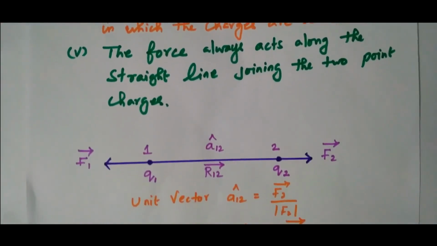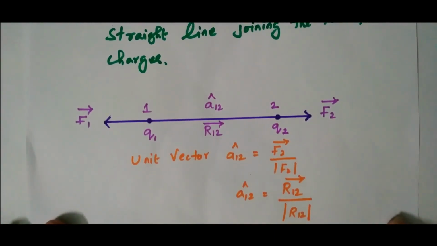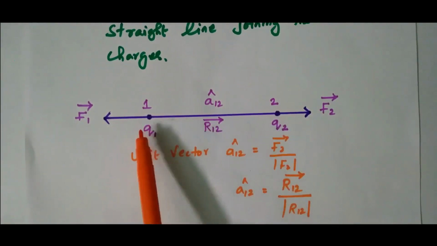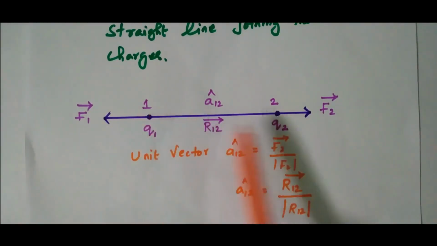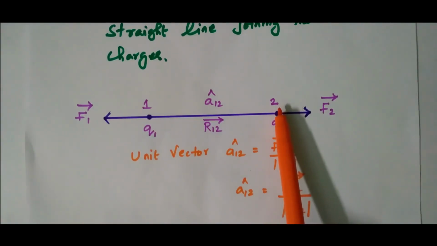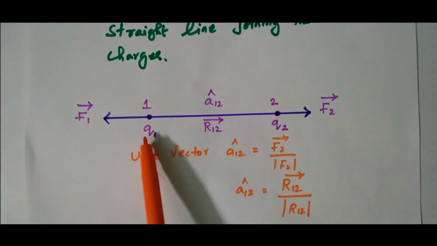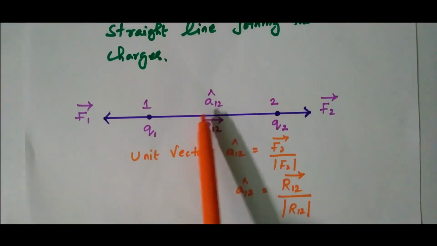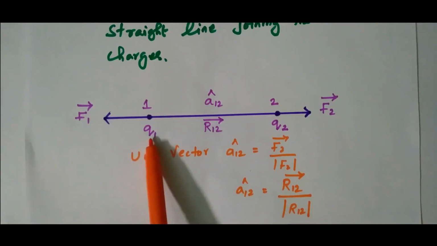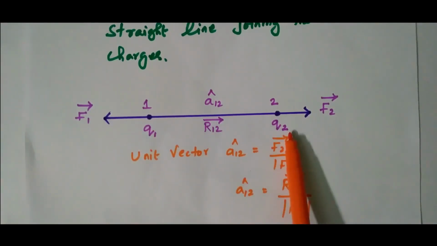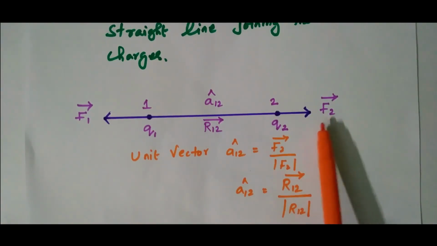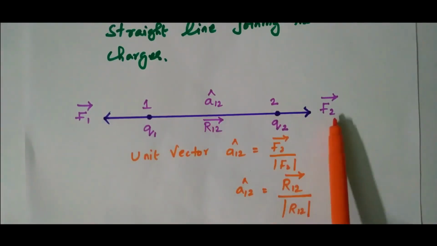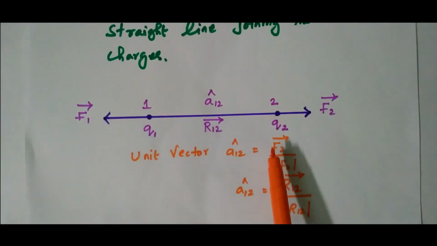We'll see the diagram. There are two charges available, Q1 and Q2. Q1 is placed at point 1, Q2 is placed at point 2. This R12 is the distance vector between Q1 and Q2. A12 is the unit vector. This F1 is the force developed on charge 1 due to the second charge. Similarly, F2 is the force developed on Q2 due to the first charge. See the direction, both are equal but in opposite directions.